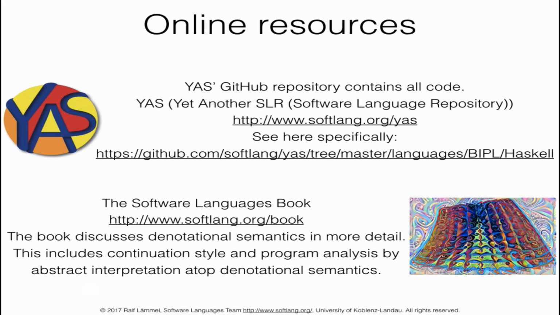That's it. All the code for our treatment of denotational semantics is in a YAS repository. And the topic of denotational semantics is discussed in more detail in a corresponding chapter in the software languages book. There we also add some details related to a more sophisticated style of denotational semantics, the so-called continuation style. And we also apply denotational semantics to program analysis by abstract interpretation.